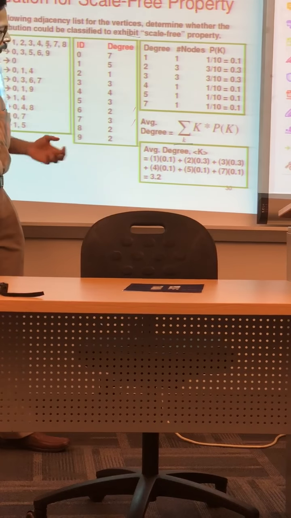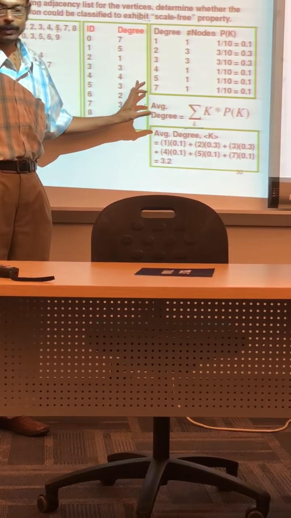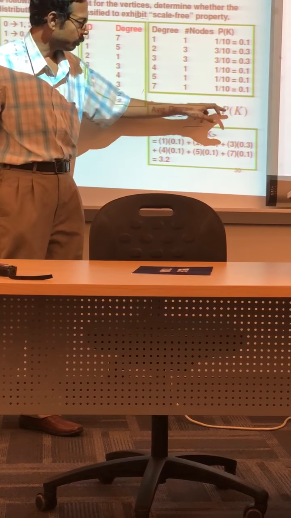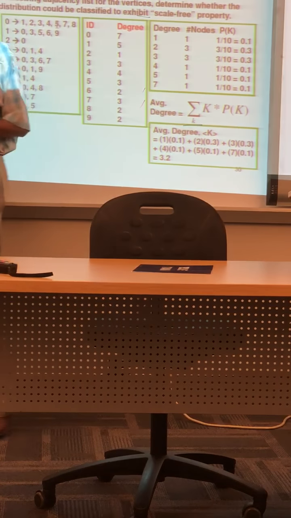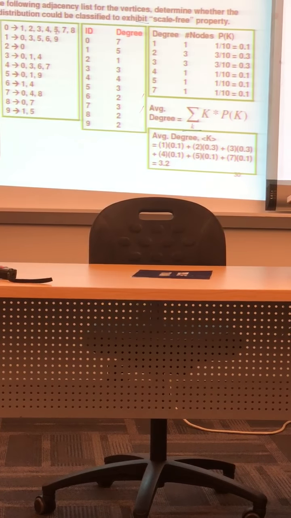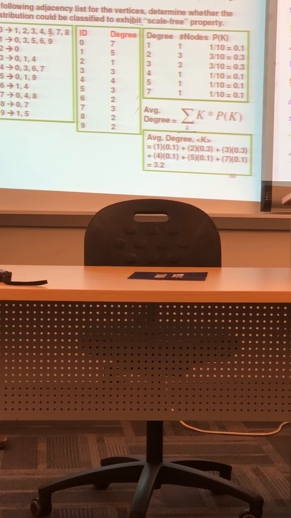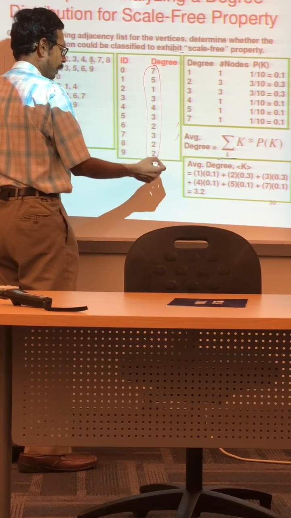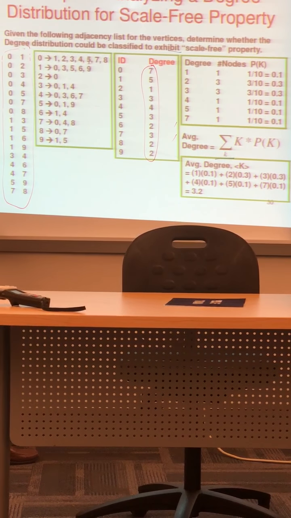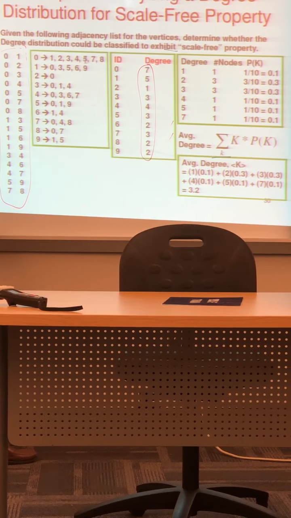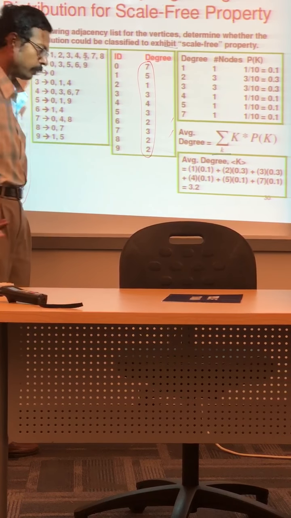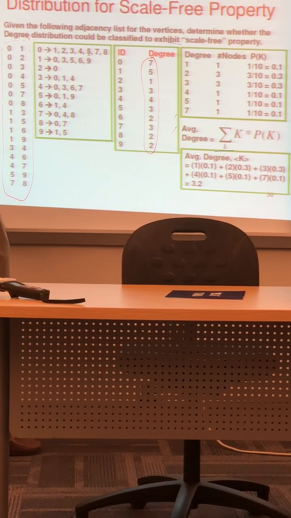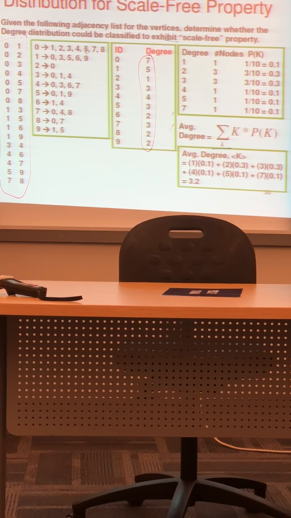So now once you get the k, so degree is k, then P of k. There are different ways, of course, to find the average degree. One way to find the average degree is k times P of k, summation of all those. You can also sum the degrees up and divide by the total number of vertices. So that's another way of finding average degree. All the ways should give you the same answer.